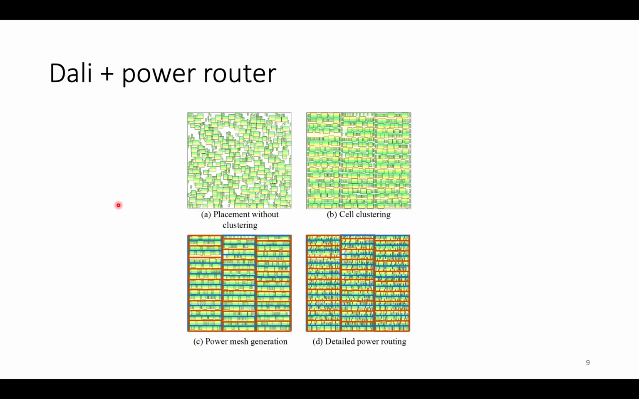So this shows the flow including Dali plus power router. A shows the global placement result, and B is the clustering-based placement that generates mini rows for the cells. And because of the cluster-based placement, power mesh generation is needed. And because the pins are not at the top or bottom edge of the cell, a special detailed power routing is needed to connect the pins to the mesh.